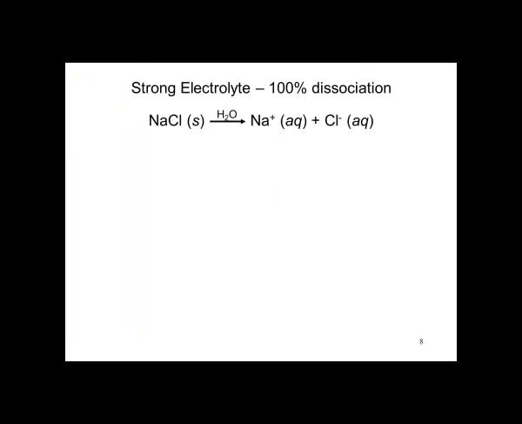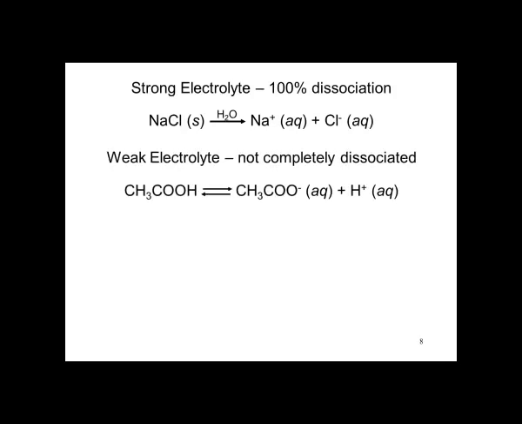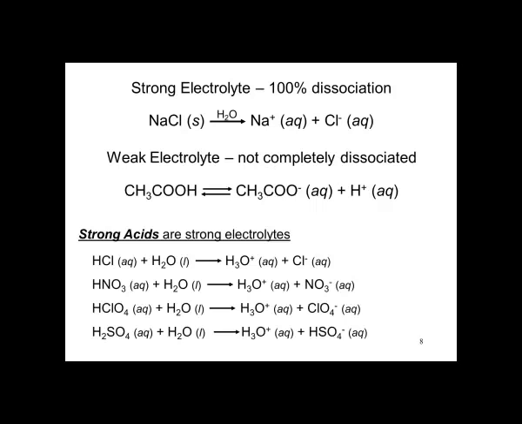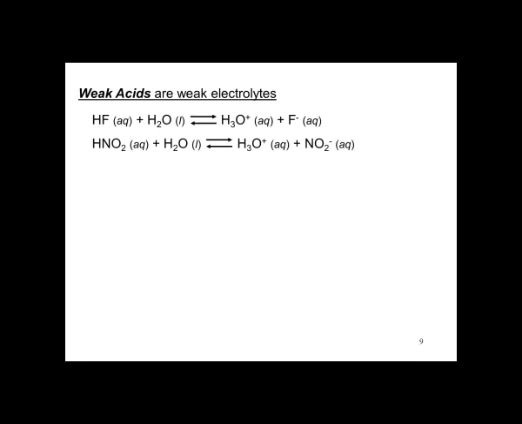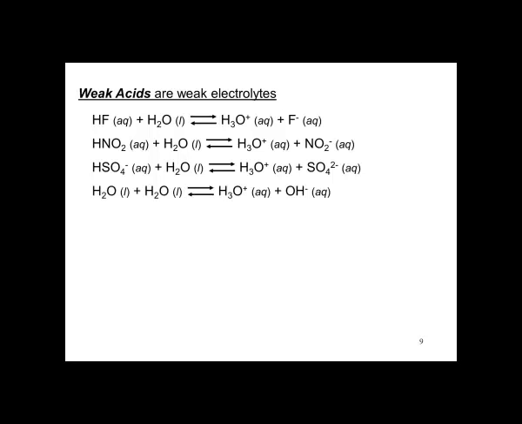Remember that strong electrolytes are 100% dissociated. Weak electrolytes are not completely dissociated. Acetic acid is about 3% dissociated into acetate and hydrogen ion. Strong acids are strong electrolytes. HCl, HNO3, HClO4, and H2SO4 are examples of this. Weak acids are weak electrolytes. Here are two examples. HF is a weak acid. HNO2 is also a weak acid, as is bisulfate ion HSO4-. Water is also a weak acid.